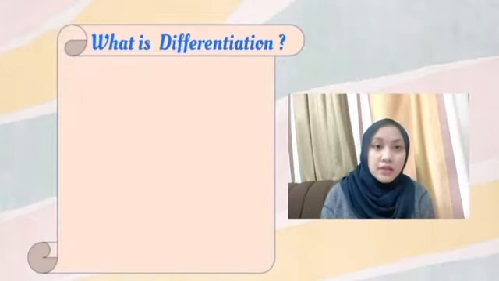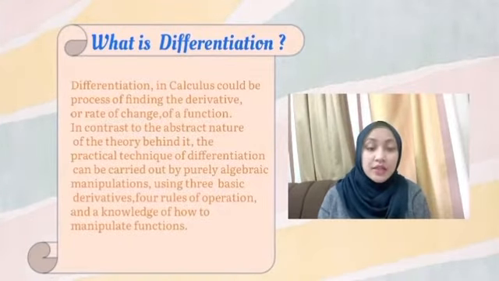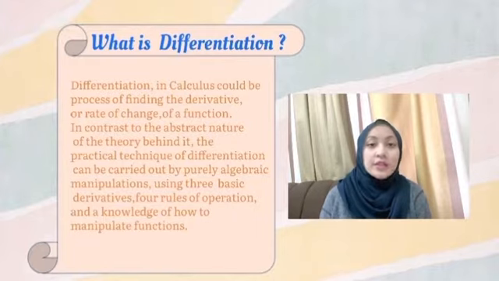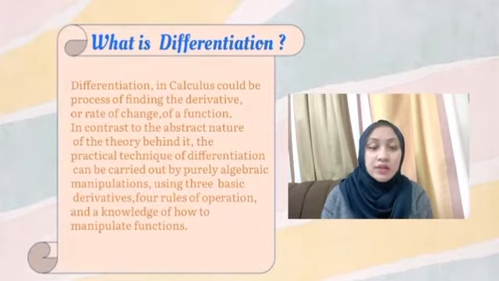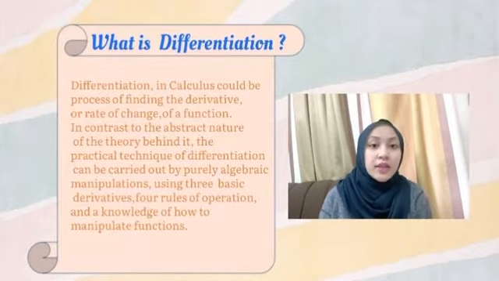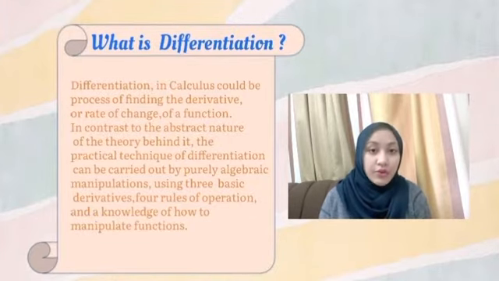What is differentiation? Differentiation in calculus is a process of finding the derivative or rate of change of a function. It contrasts with the abstract nature of the theory behind it. The practical technique of differentiation can be carried out by purely algebraic manipulation using three basic derivatives, four rules of operation, and a knowledge of how to manipulate functions.